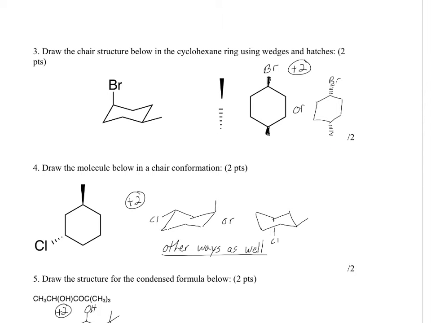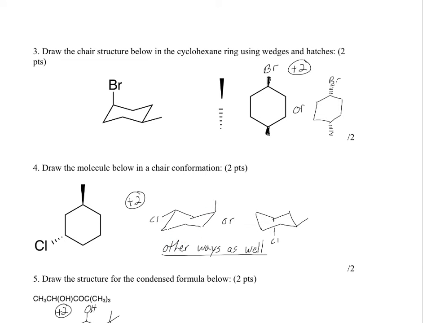The next part says draw the molecule below in a chair conformation. So now we're taking a cyclohexane, a flat structure with wedges and hatches, and turning it into a chair structure. Again, the methyl and the chlorine are on opposite sides. Remember, the actual side of the ring, whether it's on top or bottom, is not directly related to axial or equatorial. You can be axial and up, you can be equatorial and pointed up, or you can be axial and down and equatorial and pointed down. This is the relative spatial arrangement.